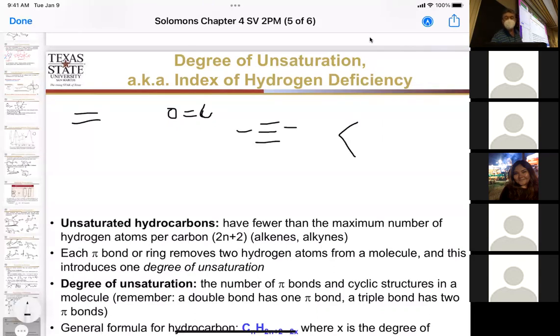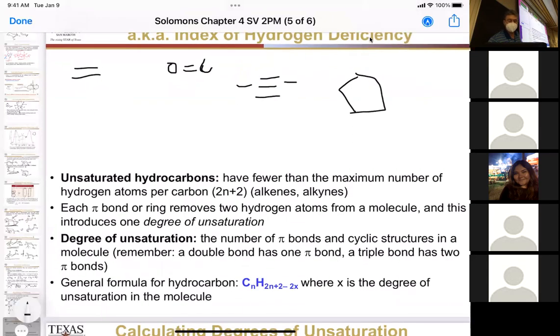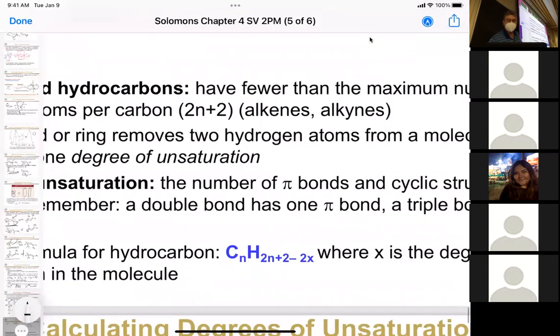Or it can actually be a ring. When we had a linear hydrocarbon, it had 2 hydrogens at the end. If we took those 2 hydrogens off and made a carbon-carbon bond, that gives us another degree of unsaturation. So when we think of degrees of unsaturation, we want to think about double bonds, triple bonds, and rings, or any combination thereof. Okay, so we have a way to calculate that, and we have this generalized formula for calculating that.